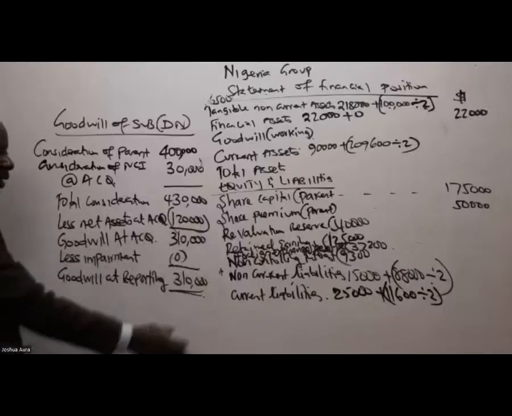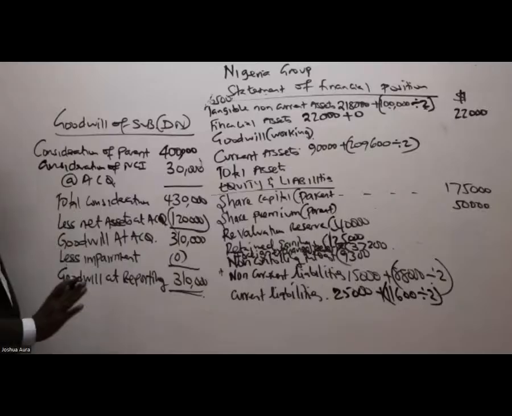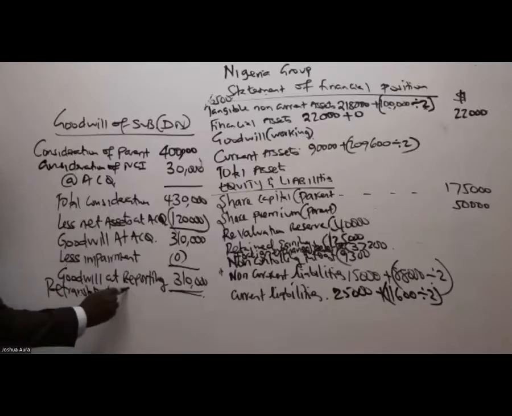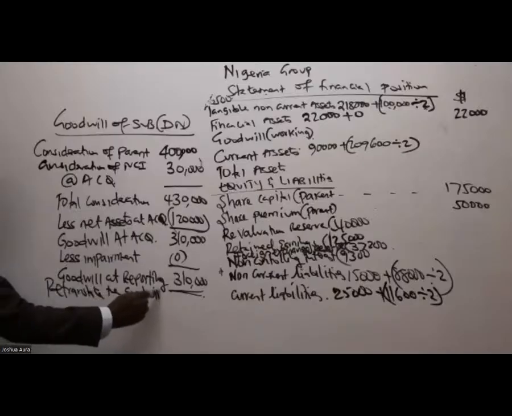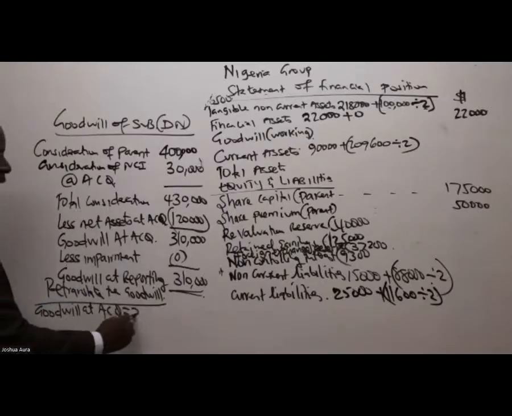I wish I had some space here, but immediately I get this goodwill of a foreign subsidiary, the next thing that I should do is to retranslate the goodwill. So how do we do this? You start with goodwill at acquisition, which was 310,000.